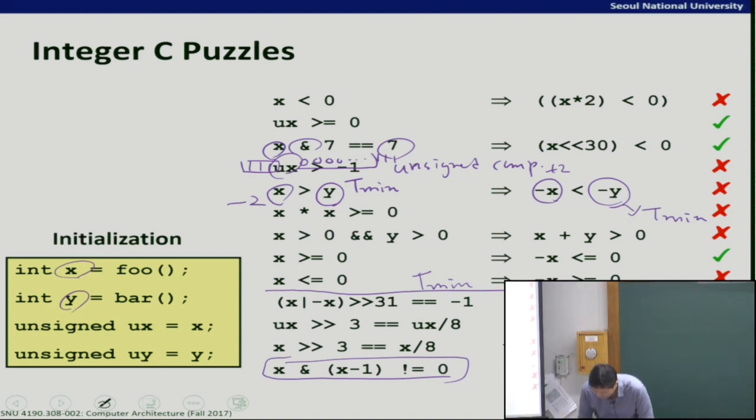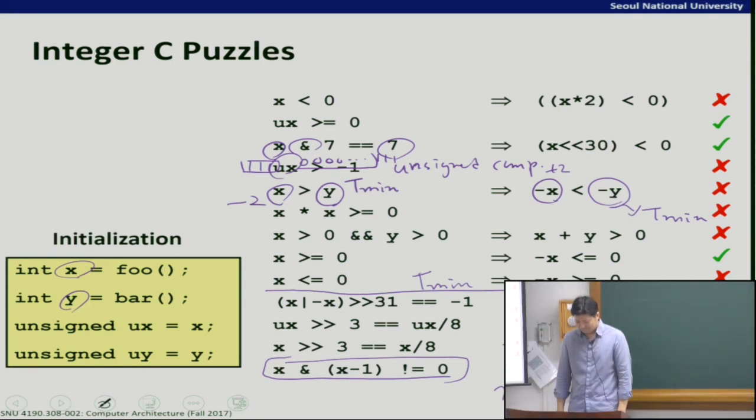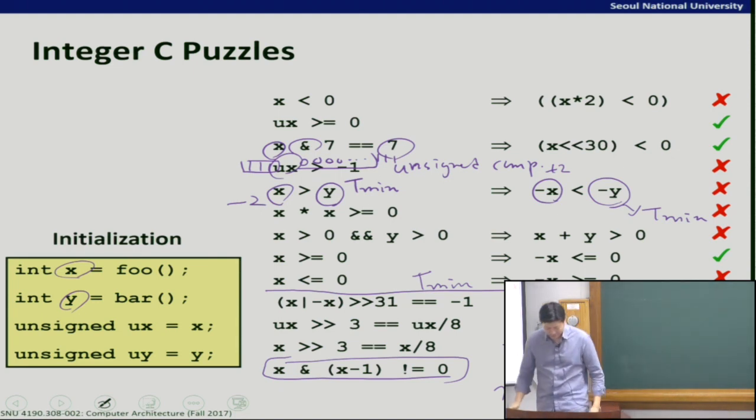Okay, let's do it. So what if x equals 1? That's good. That's good too. Either one of the values is 0, or tmin. Otherwise, it will hold. Thank you for pointing out.